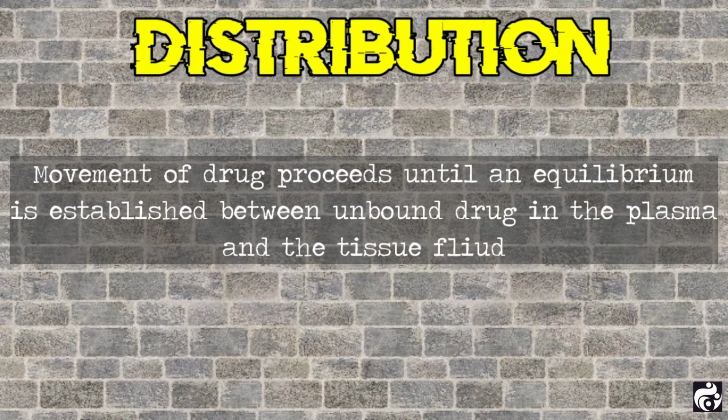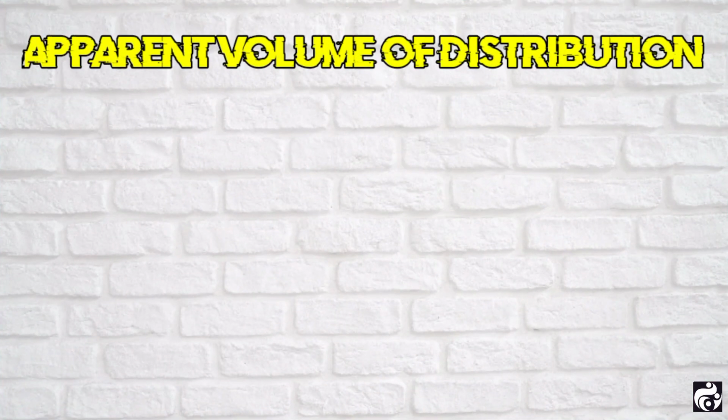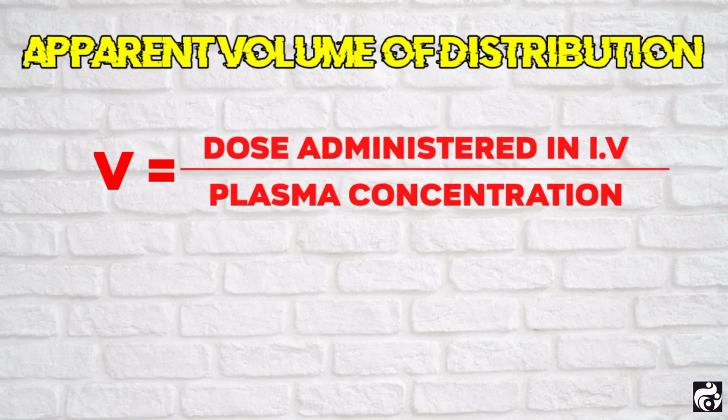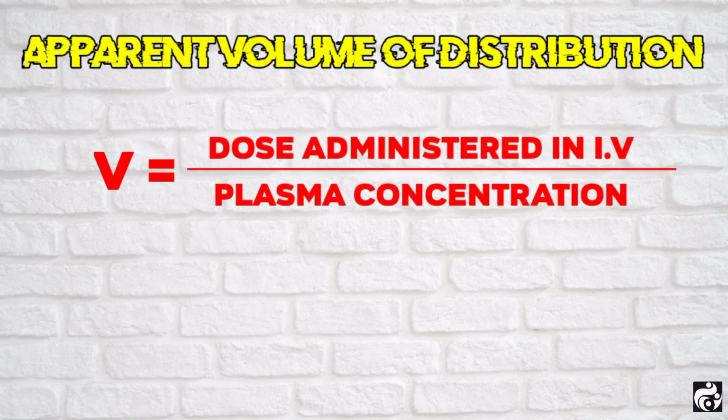Movement of drug proceeds until an equilibrium is established between unbound drug in the plasma and the tissue fluid. Now, here comes a new term called apparent volume of distribution or V, which is calculated as dose administered in IV to that of the plasma concentration.